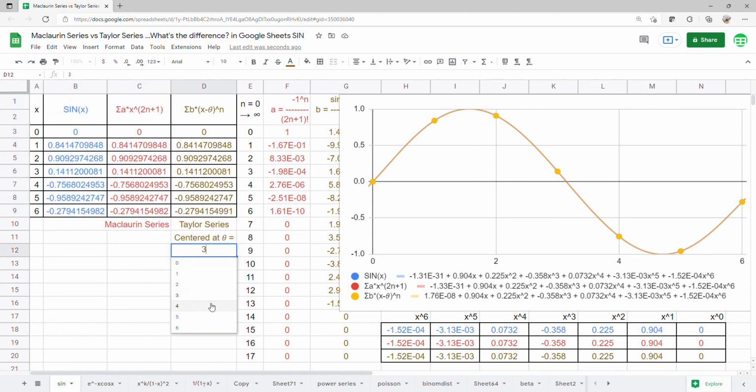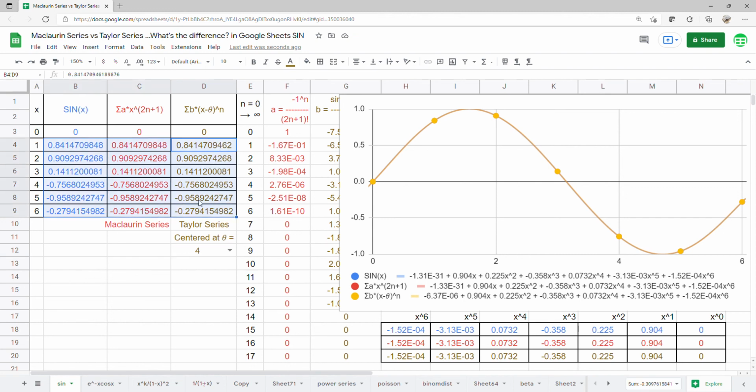Center this at 4. Theta equals 4. Still the same. Now they're exactly the same. This Maclaurin series and Taylor series are exactly the same. They're also the same here. Center this at 5. Still no change. Their polynomial regression coefficients are still the same. Data sets are also the same. Now they're exactly the same. And their trend lines are the same. Center this at 6. There's no change.